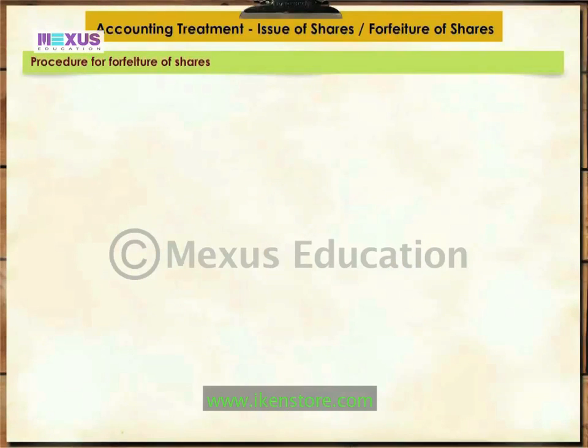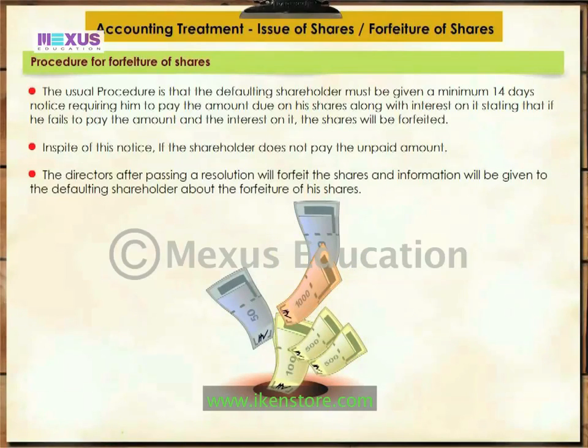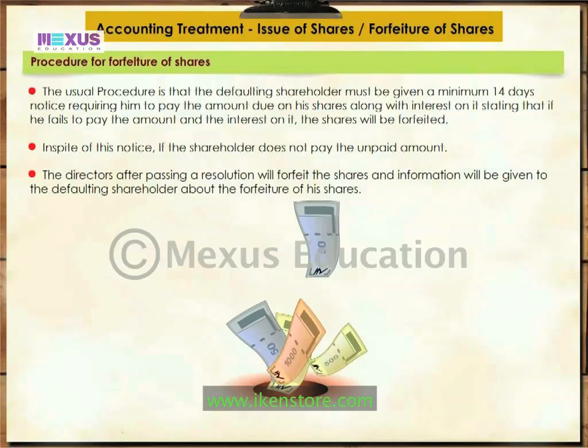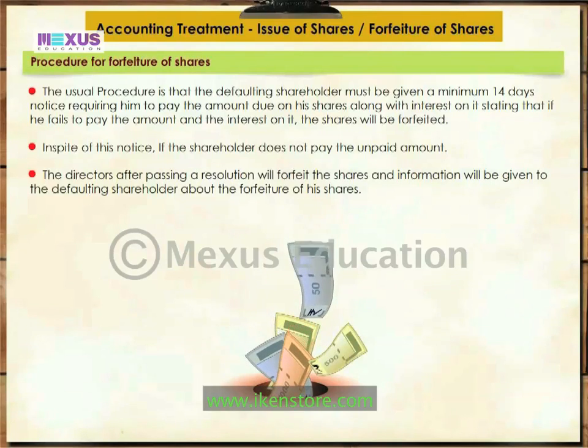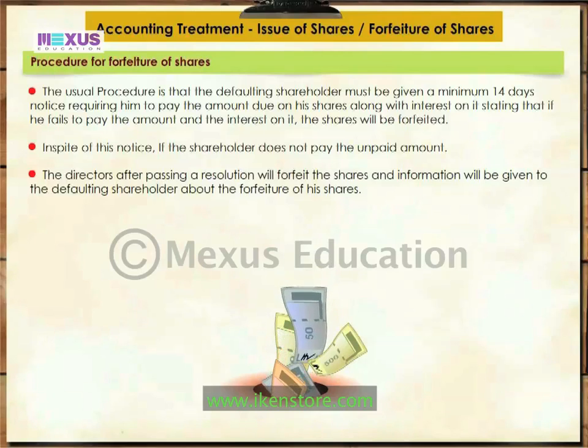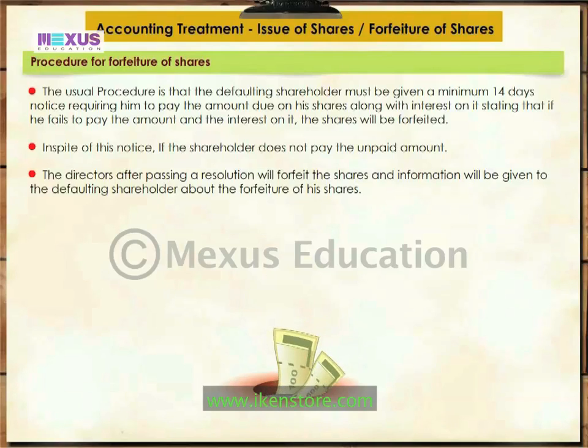Procedure for forfeiture of shares. The usual procedure is that the defaulting shareholder must be given a minimum 14 days notice, requiring him to pay the amount due on his shares along with interest on it, stating that if he fails to pay the amount and the interest on it, the shares will be forfeited. In spite of this notice, if the shareholder does not pay the unpaid amount, the directors, after passing a resolution, will forfeit the shares and information will be given to the defaulting shareholder about the forfeiture of his shares.